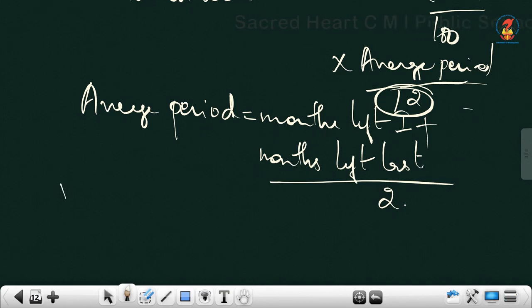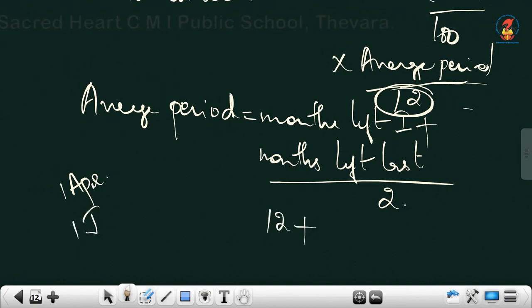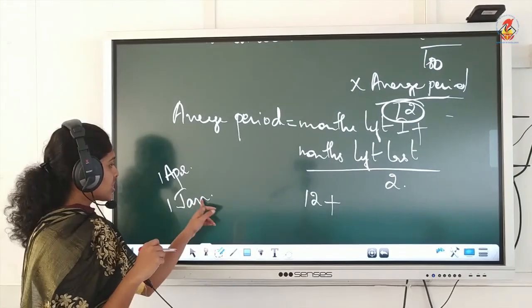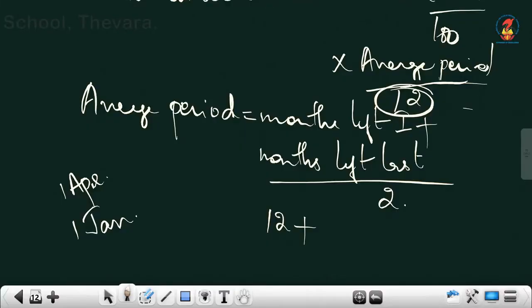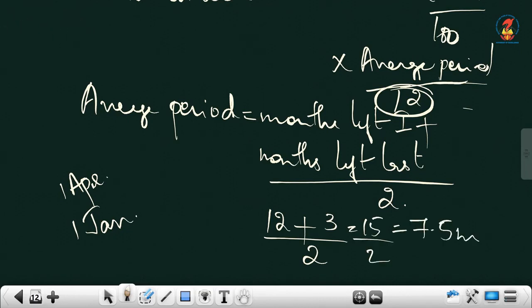Beginning of each quarter. So the first quarter is 1st of April. Then you have the entire 12 months. The last quarter, this is quarter only, not the beginning of every month, will be Jan to March. So on 1st of Jan you will be withdrawing last. Then you will be having 3 months. So it is 15 by 2, that is 7.5 months.